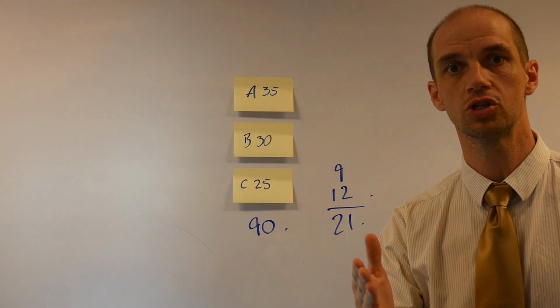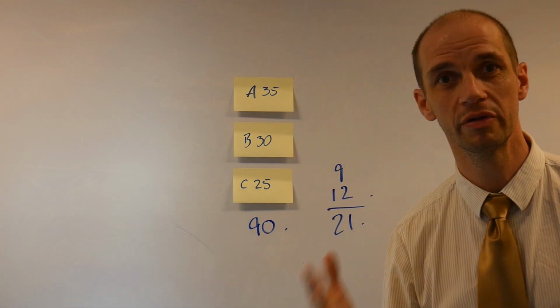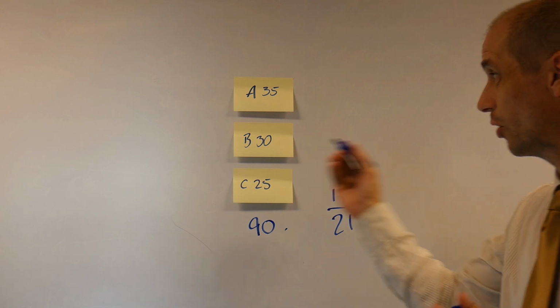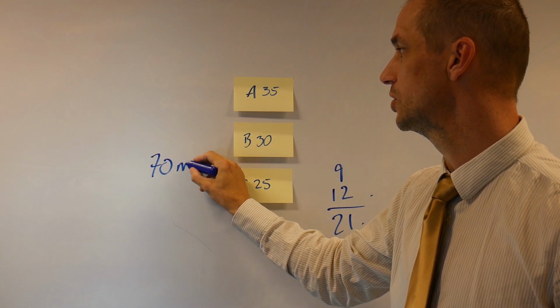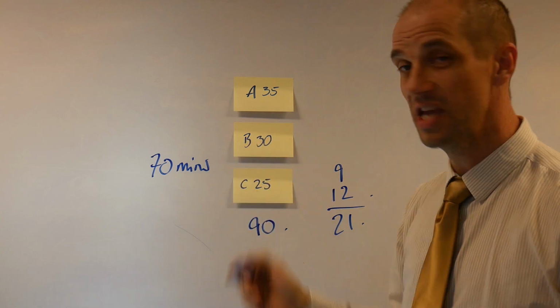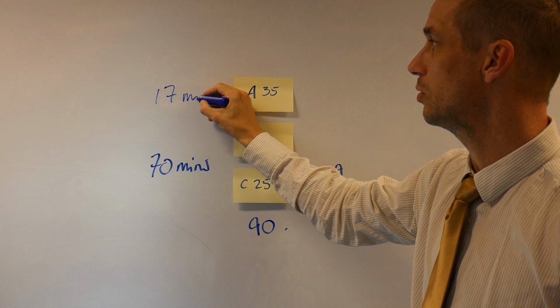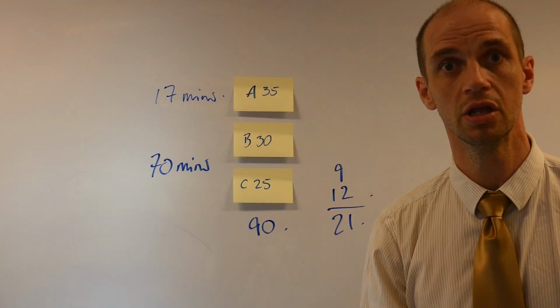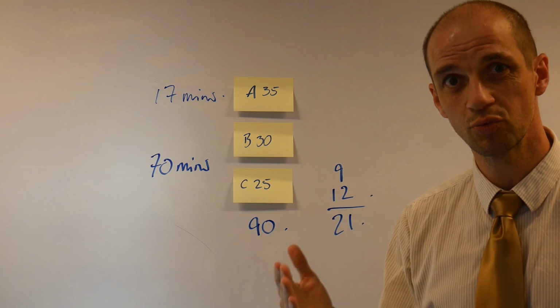But you know what's really interesting about this? When I did these papers, and I've done 4 of them now, I was allocating round about 70 minutes to do these sections. It seems like a lot, but I was finding that I was absolutely flying through this section. You can do section A very, very quickly. What's the reason for that?